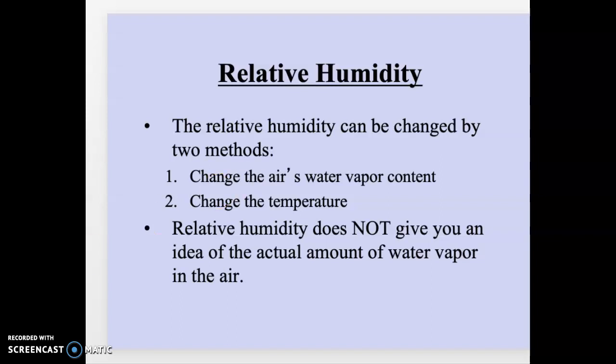So there are a lot of charts, and in the assignment this week, you will see a chart that will allow you to look up the actual amount of moisture in the air and the amount of moisture that, based on the temperature, would be necessary to make the air saturated. So we can demonstrate this principle with the following graph.